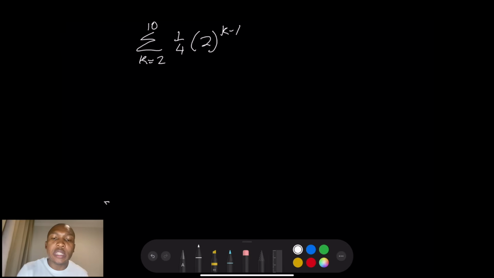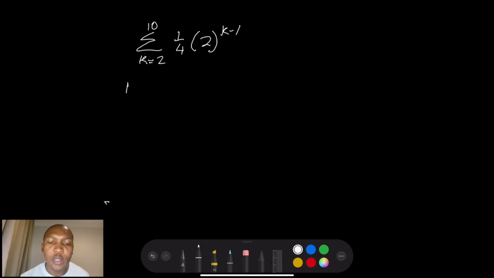Sometimes the counter starts at 0, and what that means is that you're going to add one more term. If it's from 0 to 10, obviously that would be 11 terms, because you're not counting from 1 but from 0. In this case, we're counting from 2 till 10, so we would have 9 terms, right?